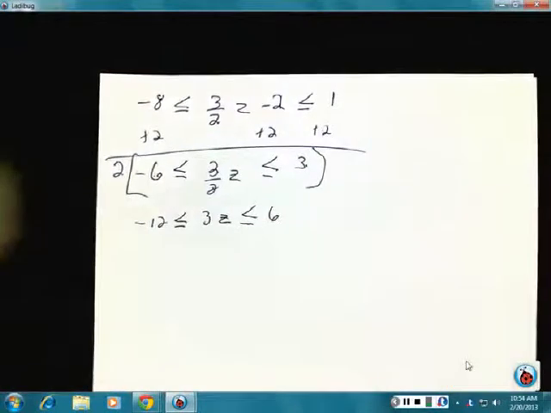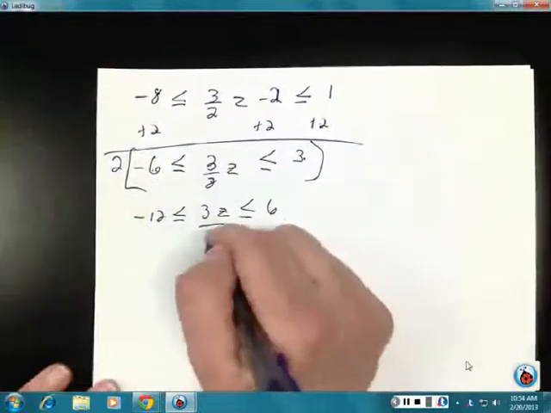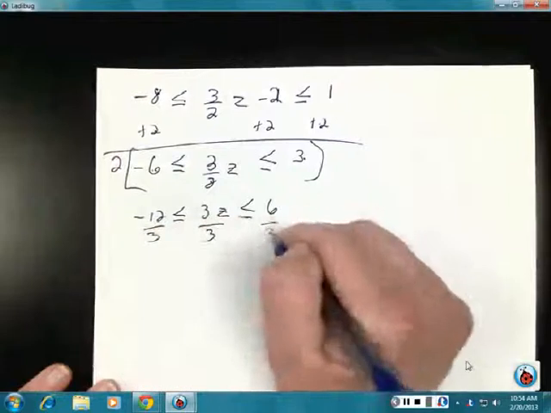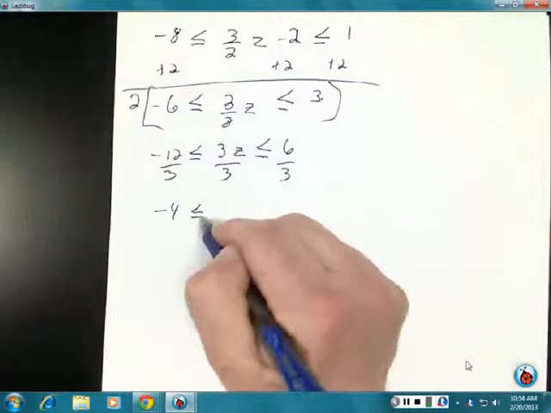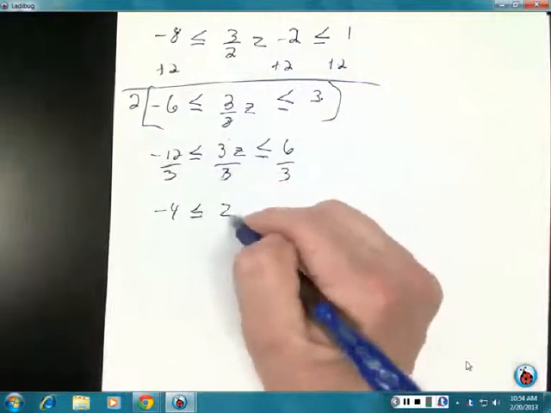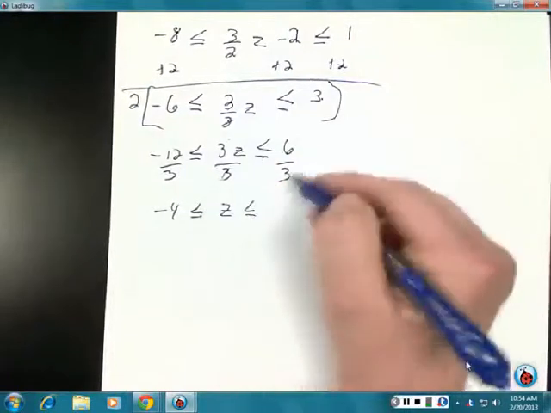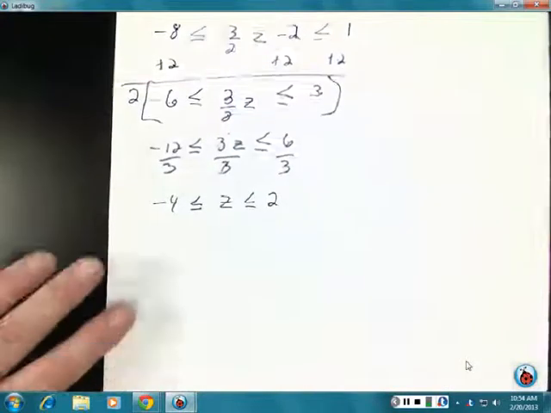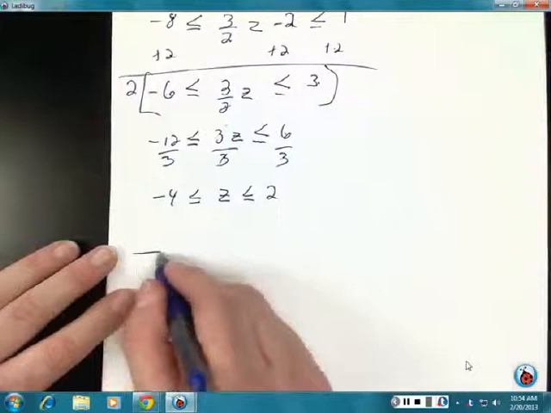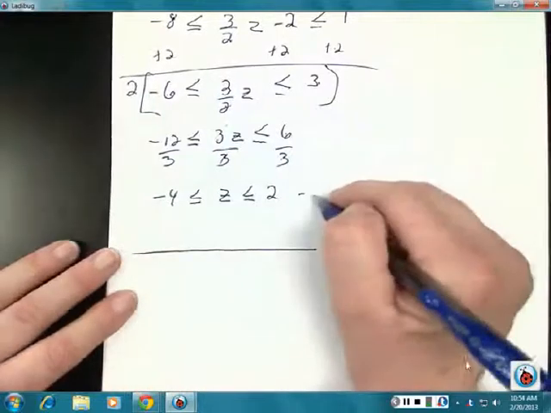Okay, now what? Divide everything by 3. Yep. Everybody gets a 3. Negative 4 is less than or equal to z. These guys cancel. Less than or equal to 2. So, graphing it. Wait, that's your answer right there, right? This is an algebraic answer. Alright.